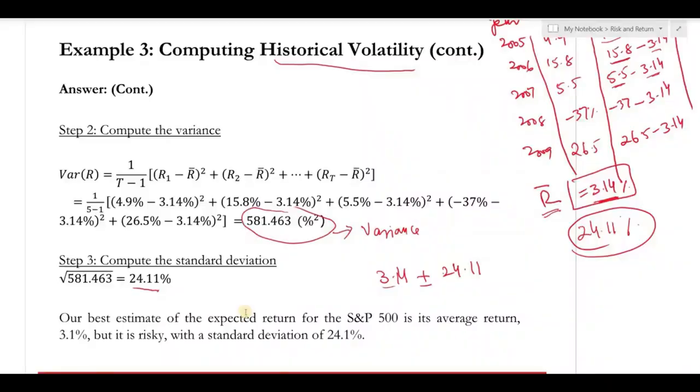So we can say that 3.14 is the return and the risk is 24.11%, plus minus. It can go either up by 24.11% or it can go down by 24.11%.